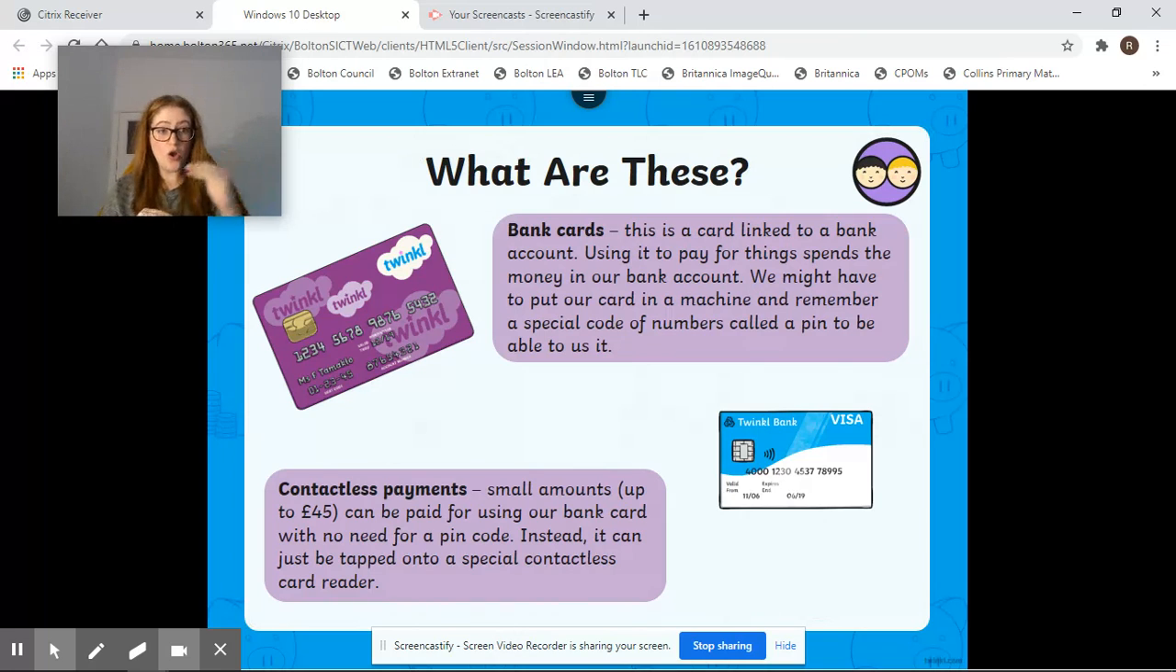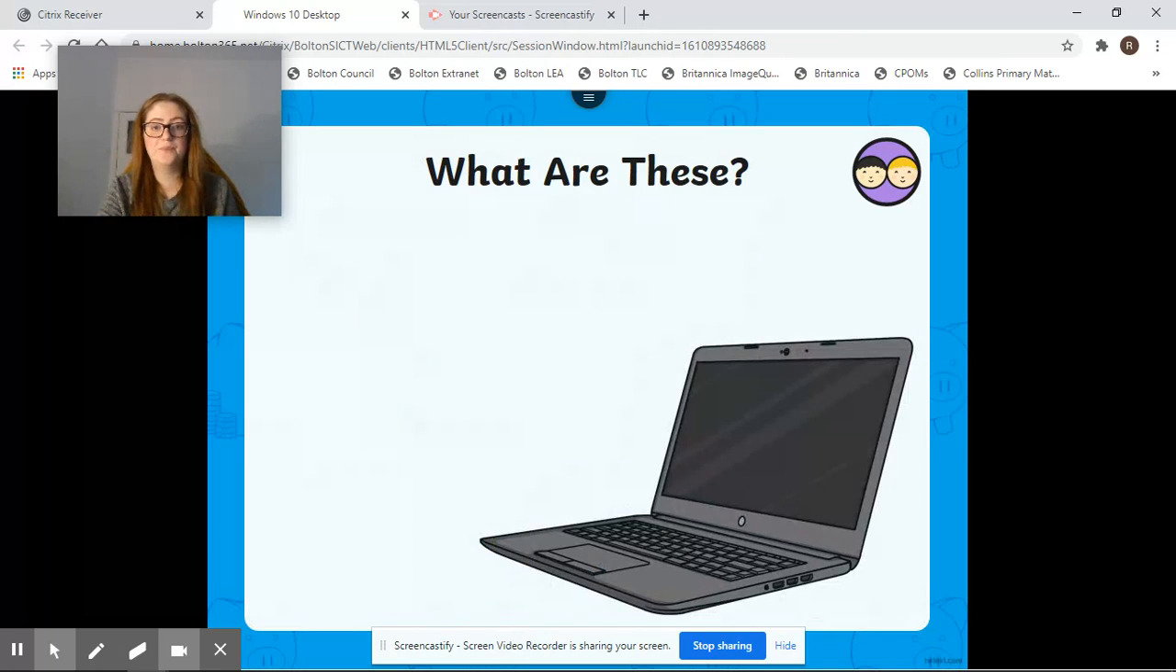But if it goes over £45, so if it's £50, they'd have to put it in the machine and then press their PIN code in there to pay for the things. So that's another way of using money. So you've got your bank cards, and if it's under £45, you've got that contactless as well.